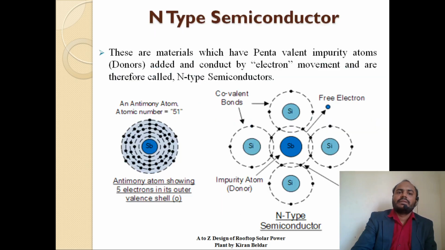Now one by one we see the n-type semiconductor material. Basically, the n-type material is also known as the donor. In semiconductors, there is an n-type and p-type classification under the extrinsic type of semiconductors, out of which n-type materials are the materials which have pentavalent impurity atoms, that is the donor, added, and conduct by electron movement, and are therefore called n-type semiconductors.